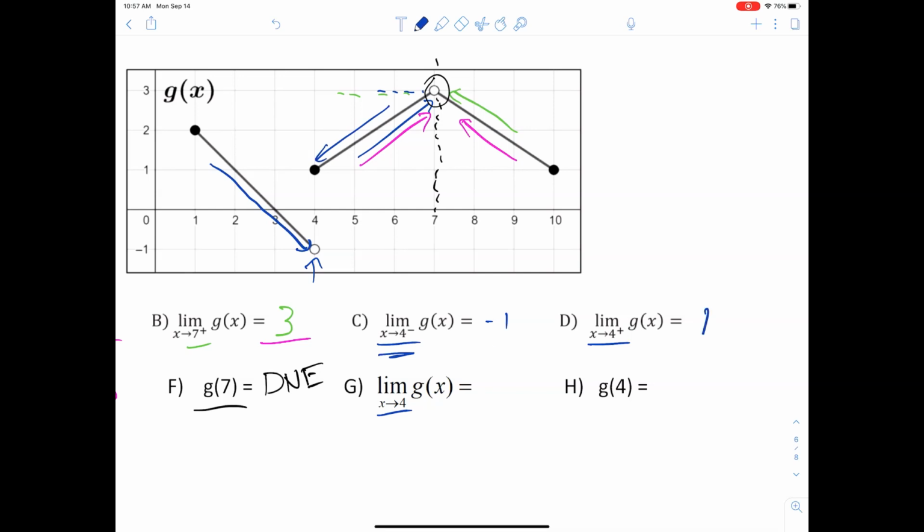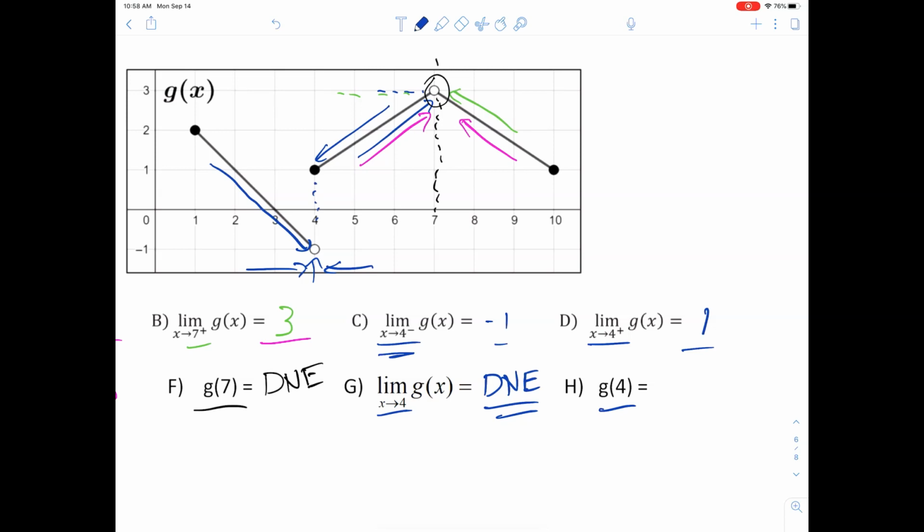Now, +1 and -1 are not the same number. So our left-hand limit and our right-hand limit disagree with each other. So therefore, the general limit, as we approach 4 from both sides, does not exist. We could not write down a single number that describes what the height of the function is doing as we approach 4 from both sides. So it should make logical sense that that limit does not exist, as well as sense according to the definition of a general limit.